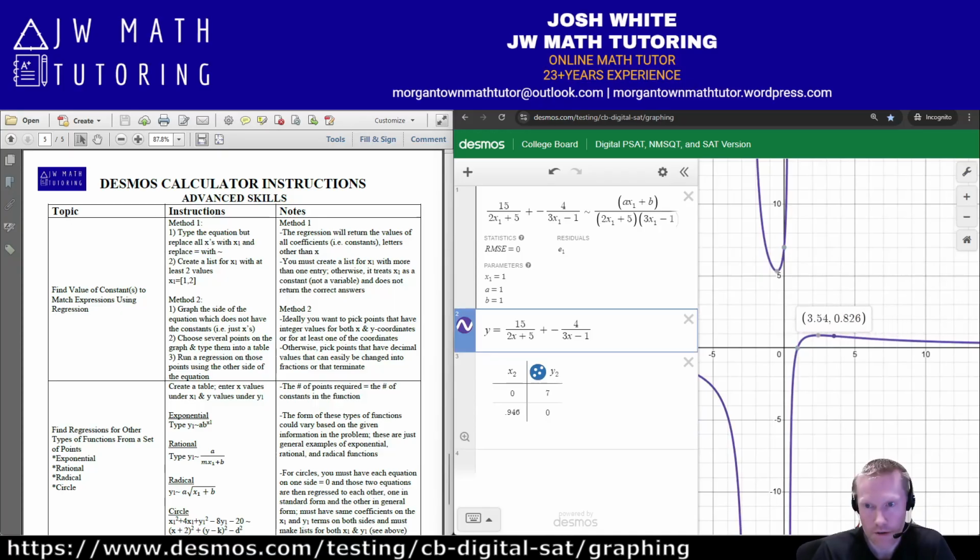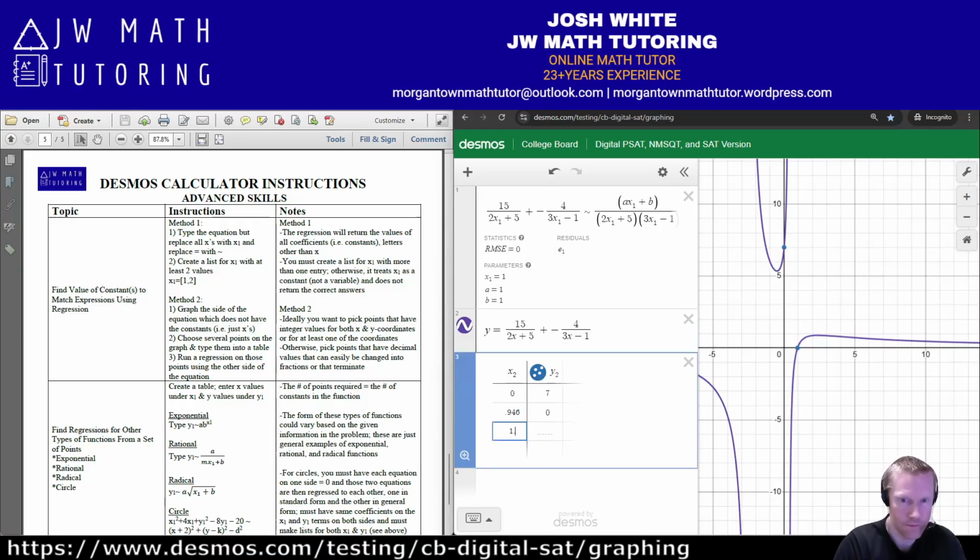Let's see here. This one doesn't have integers. Maybe I'll try this one. Here we go, 1.9.853. We'll see if we need more.